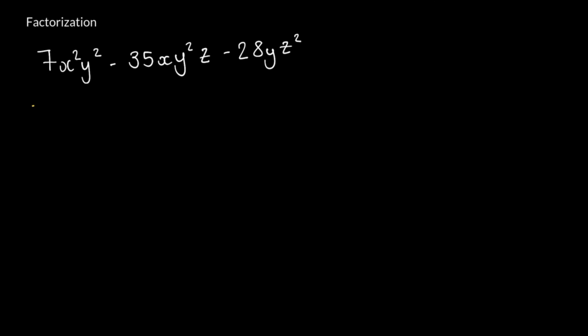If we write it the way that you've written, it is equal to, we're going to take out our common factor, which in this case is 7y. What we're going to have left here is x squared y minus 5xyz minus 4z squared. And from this point on, you are absolutely right. We can't actually factorize any further.